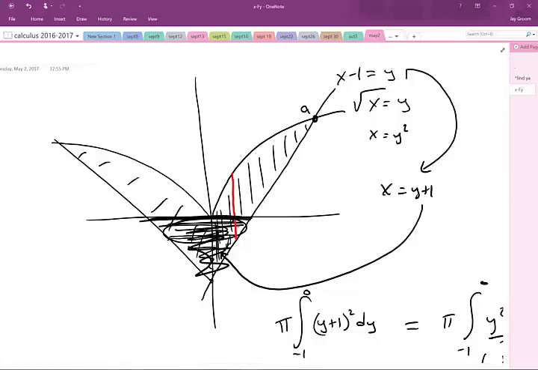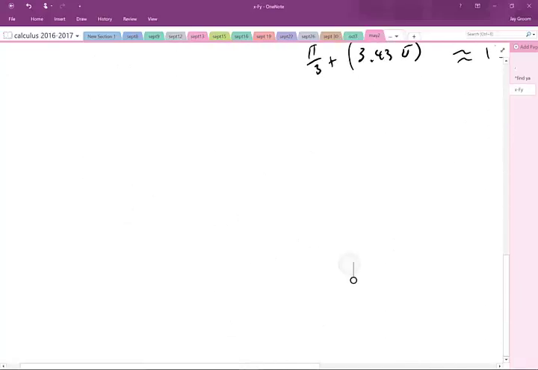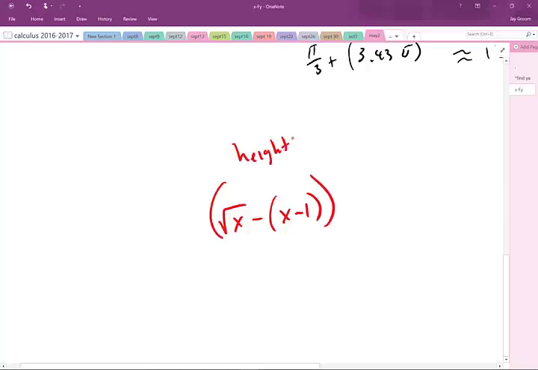There's your height right here. What is this height? I feel like it's the difference of those two functions, yes? So the height is going to be, which one was on top? Square root of x minus, was it x minus 1? That thing right there is my height.